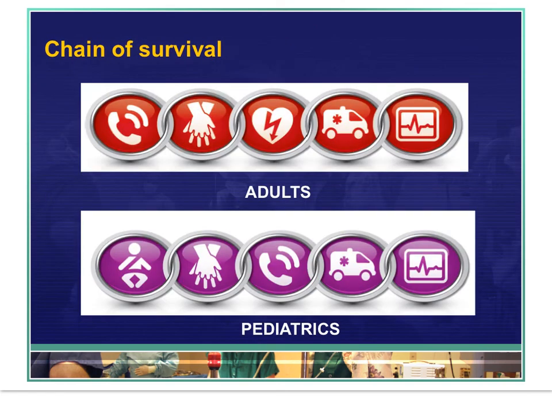Okay, now this is the chain of survival of the American Heart Association for resuscitation. This is for the adults, and this is for the pediatrics. So let's take a look at this and compare the two. What are the differences between these two? Well, obviously, if you look at the first chain, it is called first.